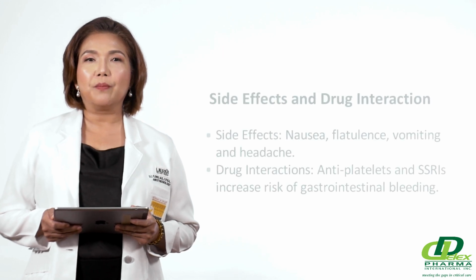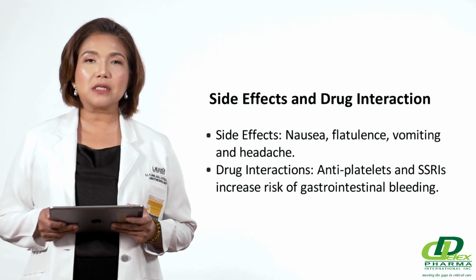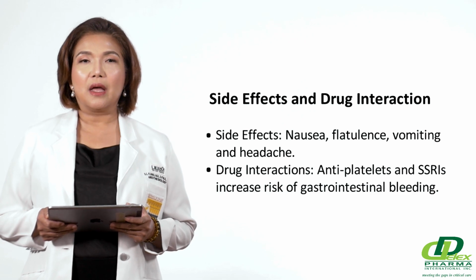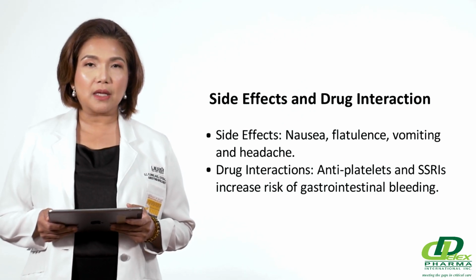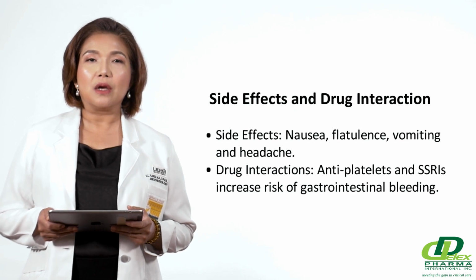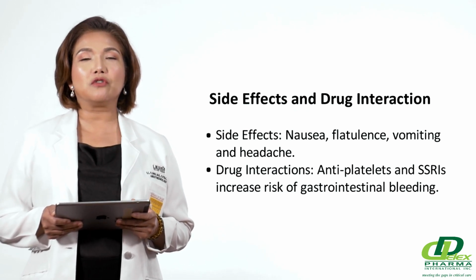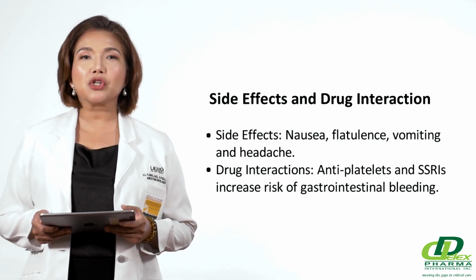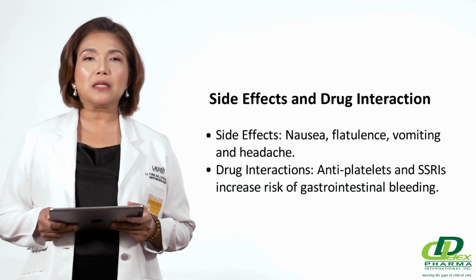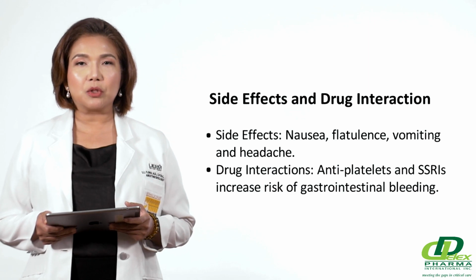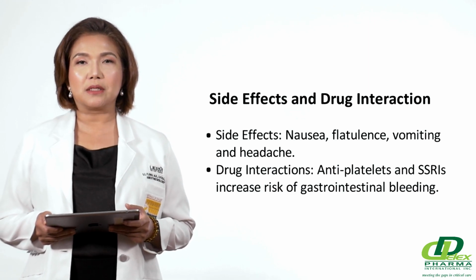The most common side effects reported were nausea, flatulence, vomiting, and headache. Ibuprofen may interact with other antiplatelet drugs and SSRIs. Both may increase incidence of GI bleeding. In addition, the antidepressant effects of SSRIs can be attenuated by anti-inflammatory drugs in mice and humans.